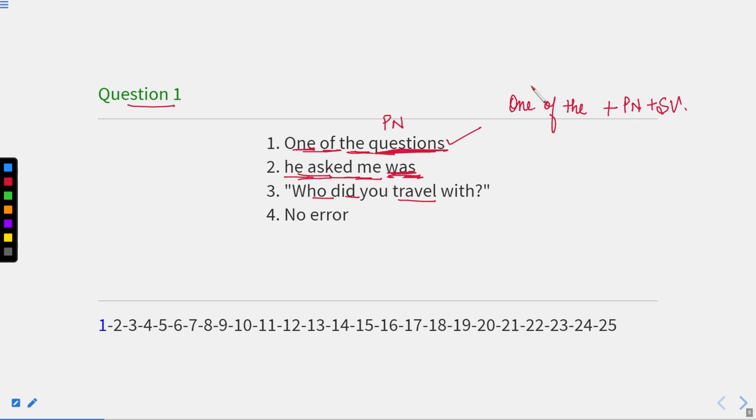Now as I told you, we can have a plural noun but a singular form of verb, which is given over here, that is "was". Okay, so this part is also correct. Now if we go to the third one, "who did you travel with?"